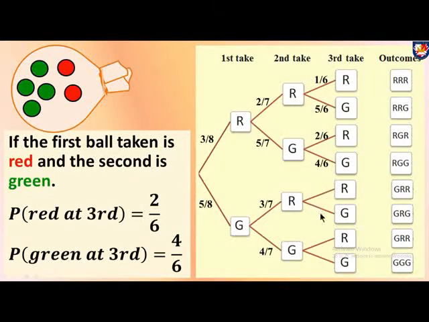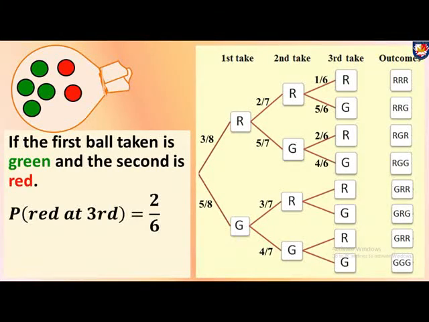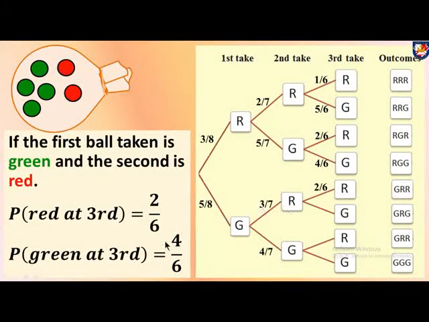The probability here is the probability of getting green at the first and getting red at the second. So first you take out 1 green ball and take out 1 red ball. The probability of getting red at the third is 2 per 6 because there are 2 red balls here. You write 2 per 6 here. And the probability of getting green at the third is 4 per 6. As you can see here, 4 green balls out of 6. You write 4 per 6 here.